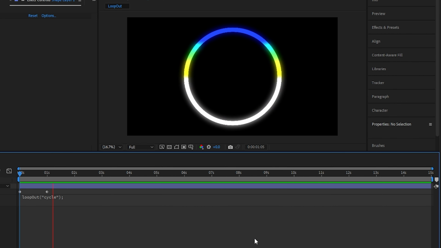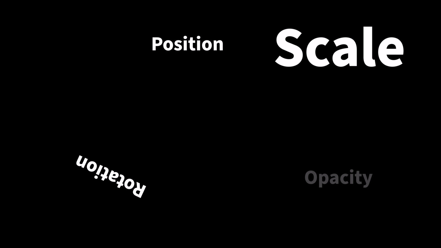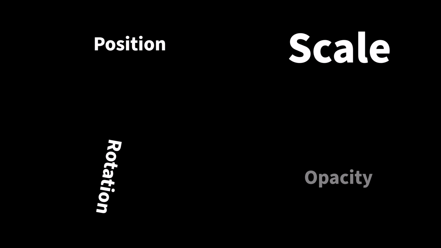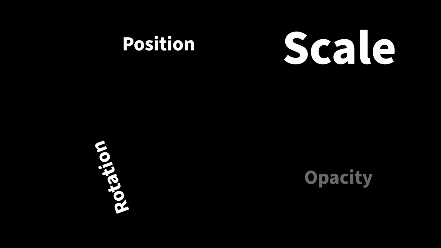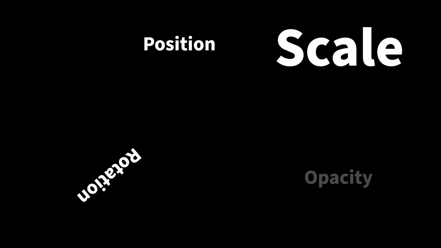This will repeat your animation, reading from the first keyframe to the last keyframe. As soon as the last keyframe hits, it'll just revert back to the beginning, and you don't need to copy and paste keyframes until the end of your comp. You can use this expression on things like position, scale, rotation, opacity, and probably a couple more. This effect is really helpful to make animation a lot easier.